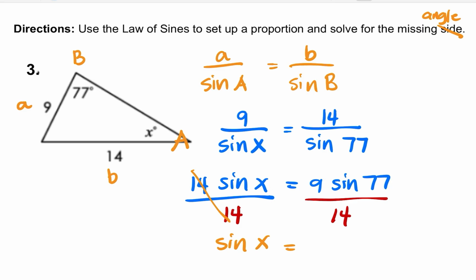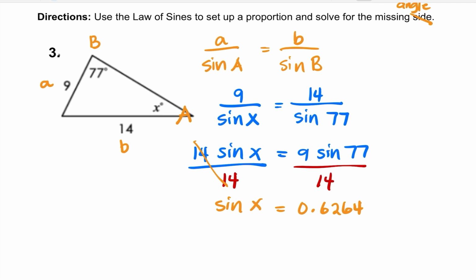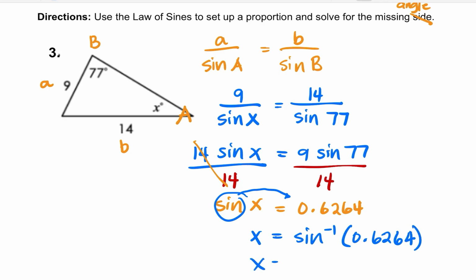You can do it this way, or you could also do inverse altogether. If I'm going to use 4 decimal places, I will get 0.6264. And since we are solving for the angle, we're going to take inverse of sine. So x equals inverse sine of 0.6264. And if we are to round our answer to the nearest whole number, our answer should be 39 degrees.